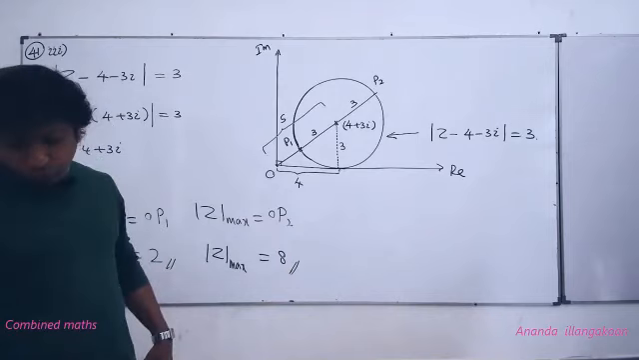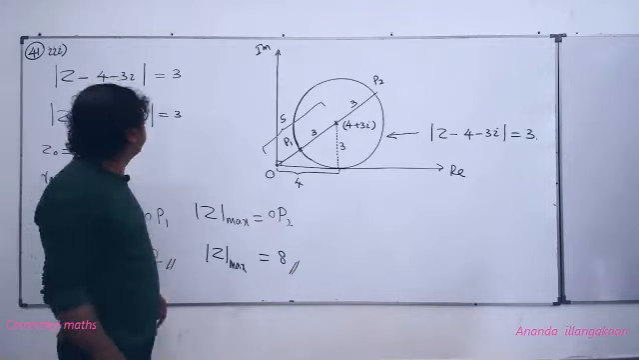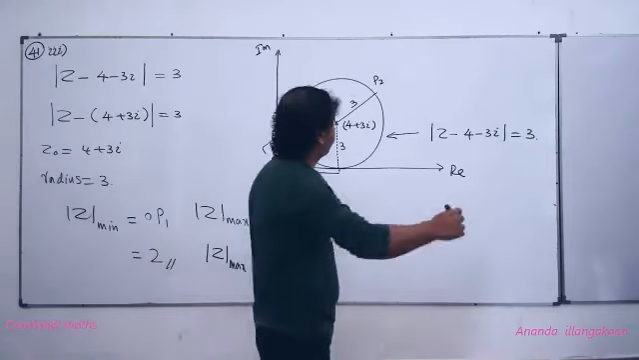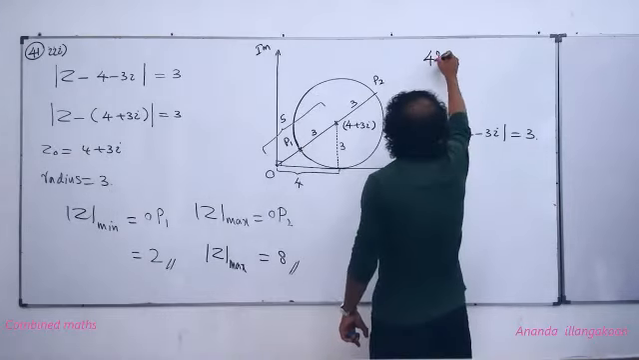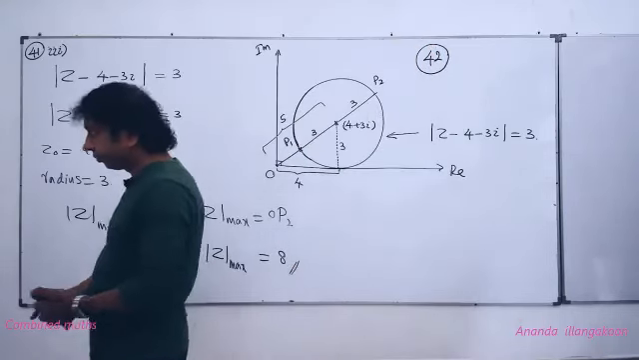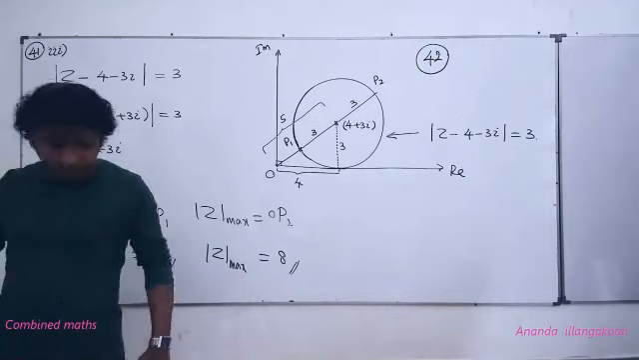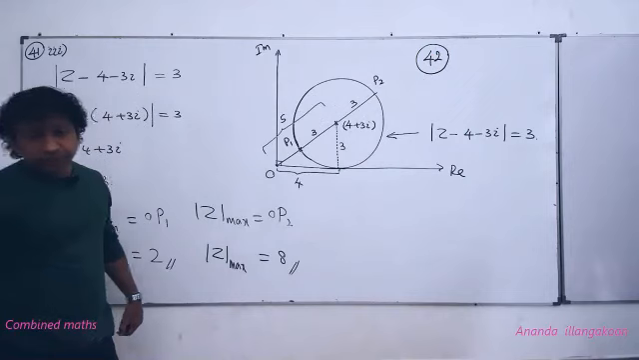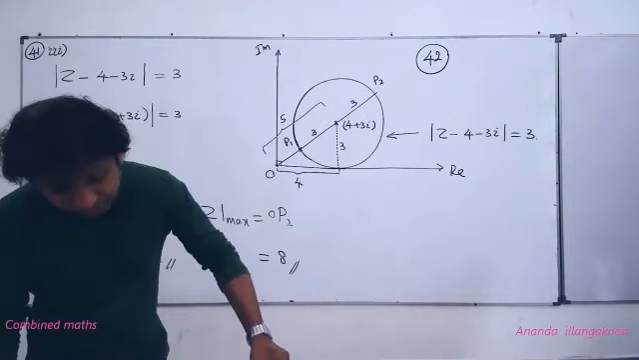Right, people, take 42 as the next. Take 42 as the next. Right, now start. It contains both the circle and a straight line.